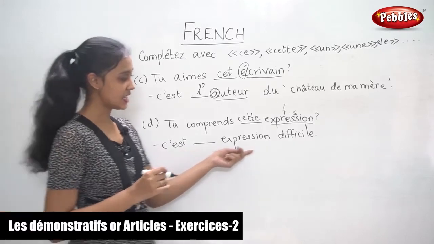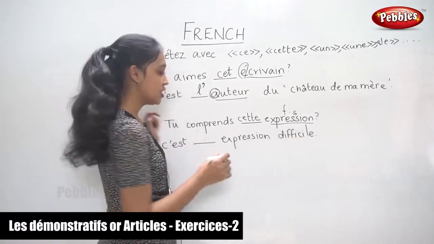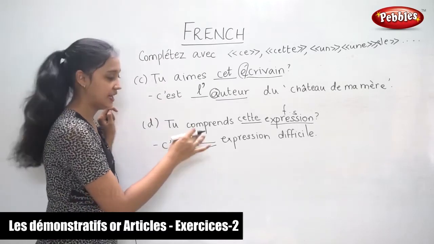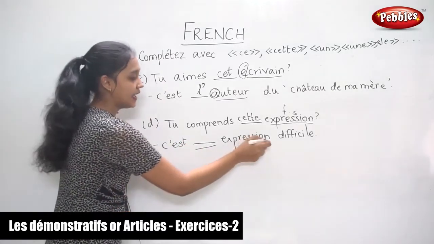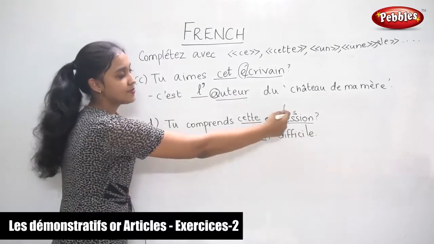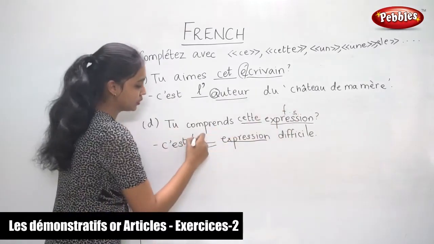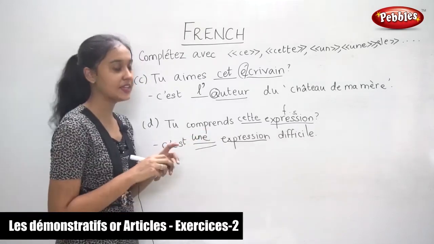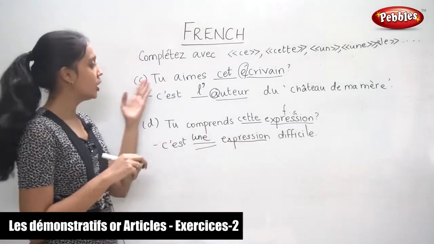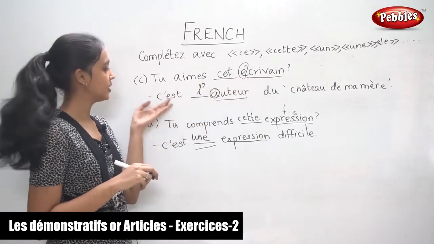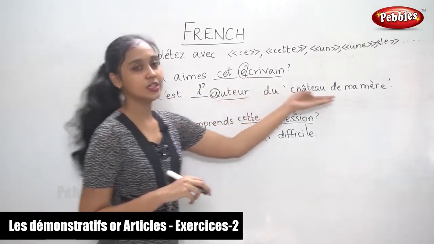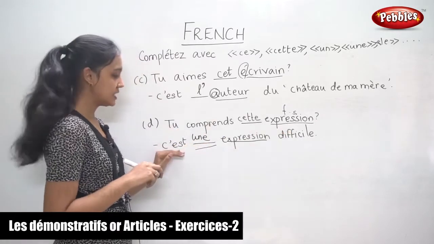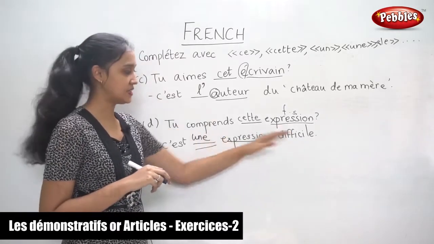"C'est __ expression difficile." Here it is clear we need to use an indefinite article, and since we know the noun is feminine, singular, we use "une." So once again, read these sentences along with me. "Tu aimes cet écrivain? C'est l'auteur du château de ma mère." "Tu comprends cette expression? C'est une expression difficile."